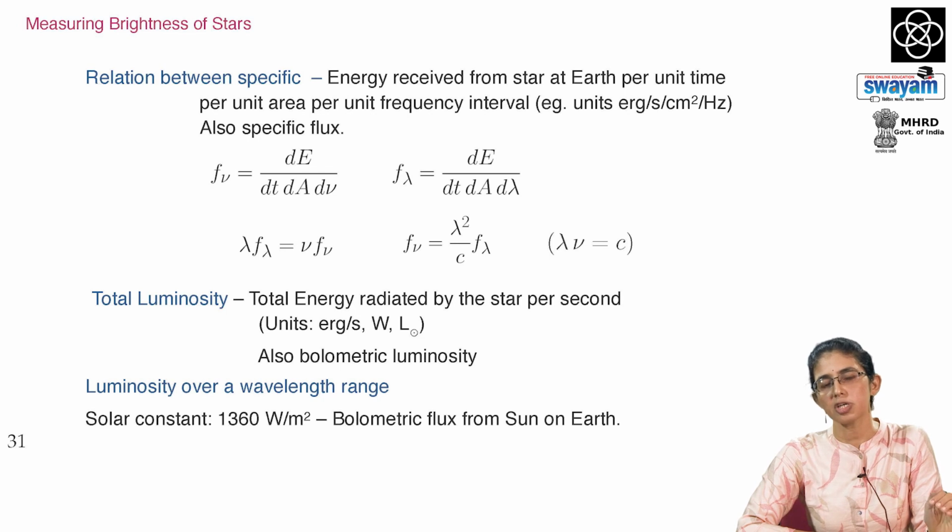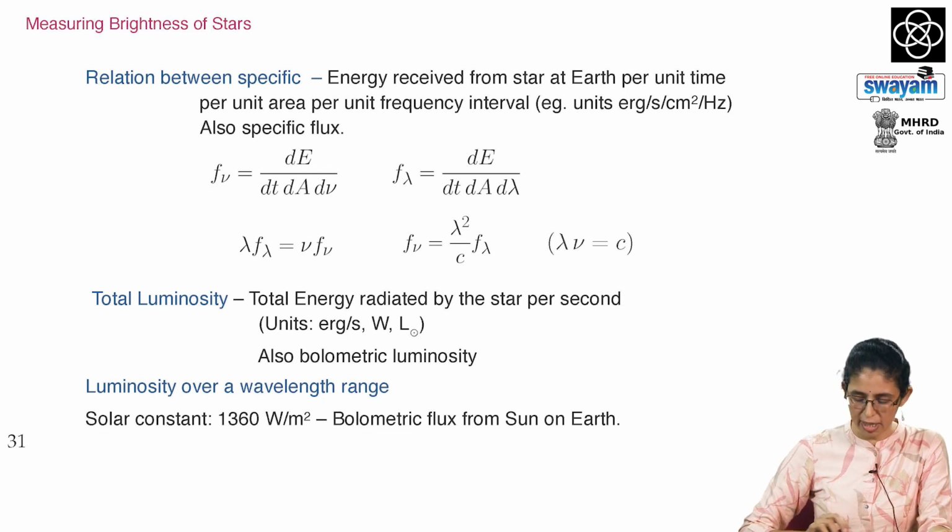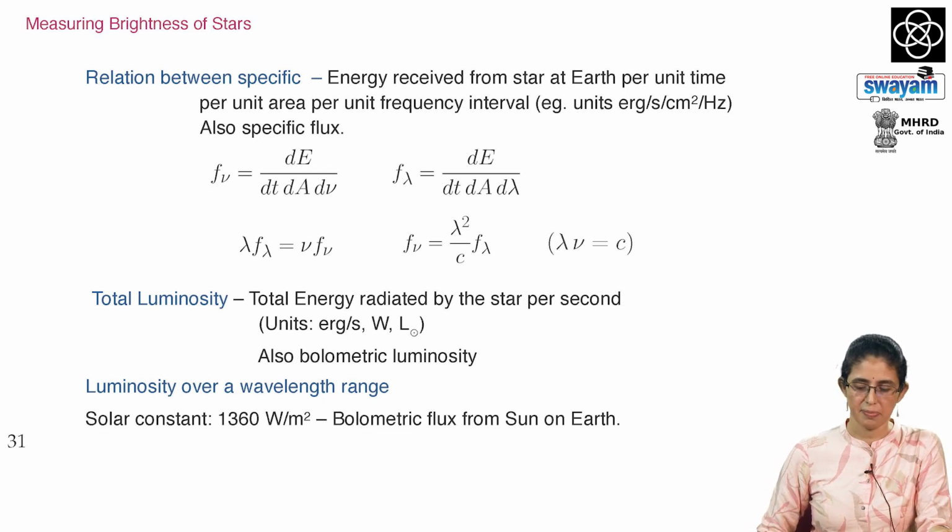For example, if one were to measure the energy being received from the sun per unit area, per unit time, then one can measure this very easily, and this turns out to be 1344 watts per meter square, and this is also commonly known as the solar constant.